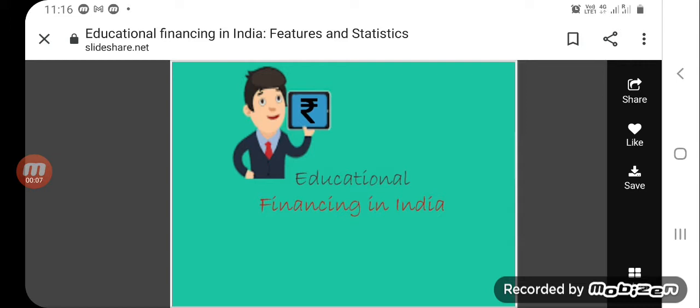Let me introduce before you an interesting topic: educational financing in India. Economics of education is a very interesting topic. When you hear the term economics of education, sometimes you may feel that it is something related to economy, that is, learning about the different sources of economy of a country. But I'm sorry, it's not.